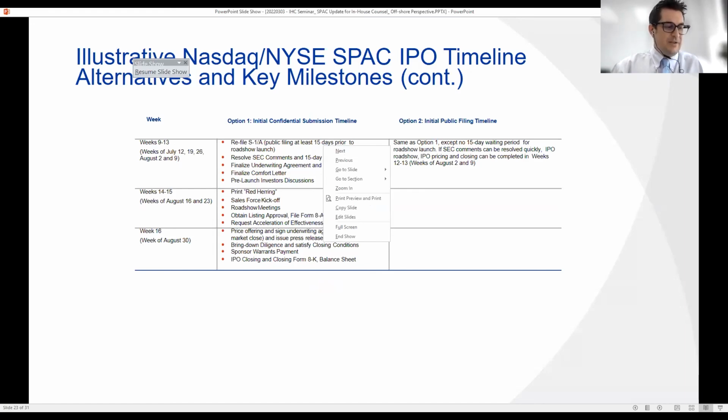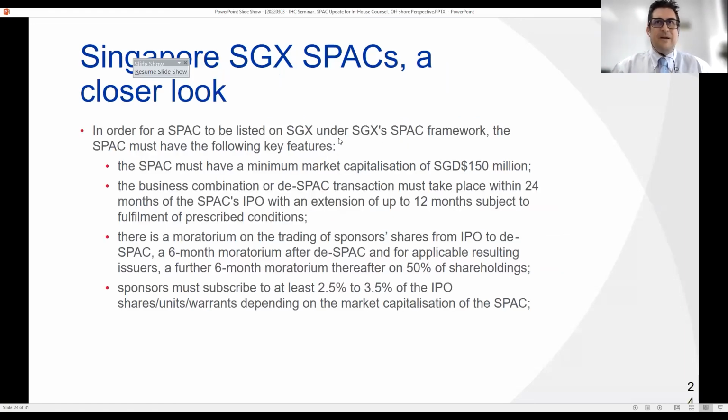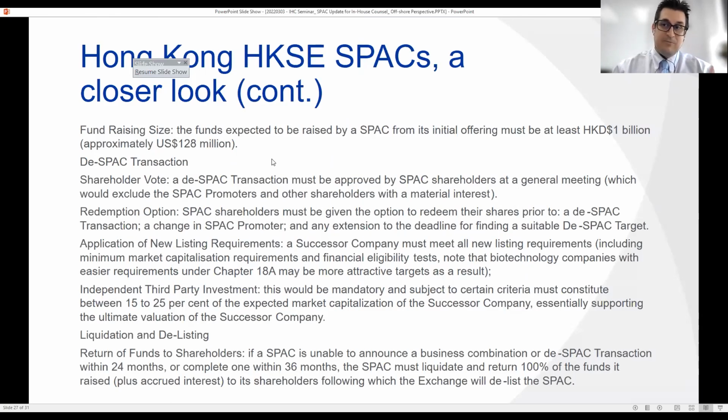So the last couple of slides that I have was really just a walkthrough of some of the key features of Singapore SPAC IPOs and also Hong Kong SPAC IPOs. I'm running out of time, so I won't go through it line by line. I'll leave you to take a look at that at your leisure. And of course, there's been quite a number of publications put out by various folks on the various points here. But just really to give you an overview of some of the key features of the Singapore and Hong Kong SPAC products. It's suffice to say that we expect that both of these products will be very successful, and we're seeing a lot of interest in both of them.